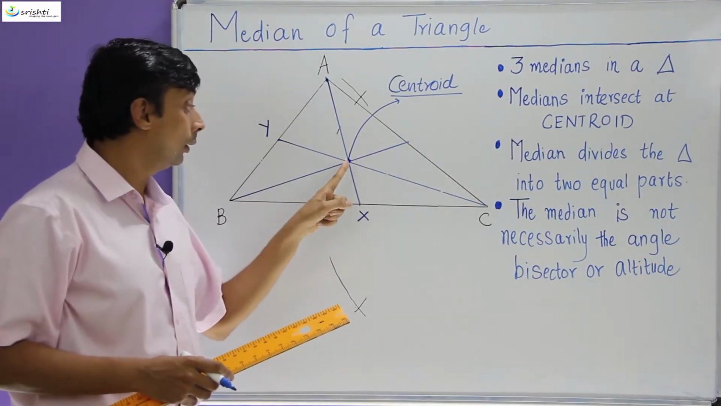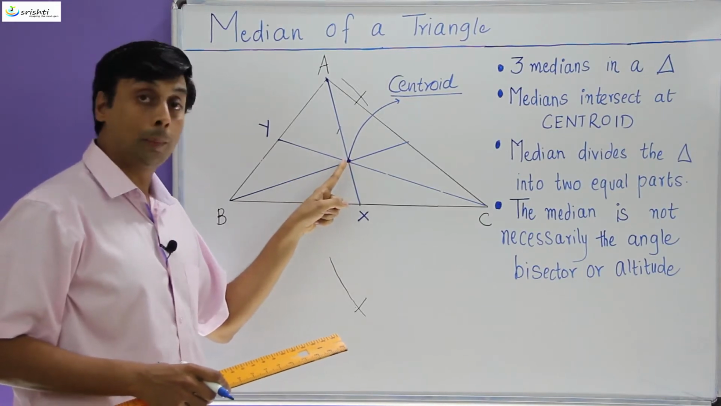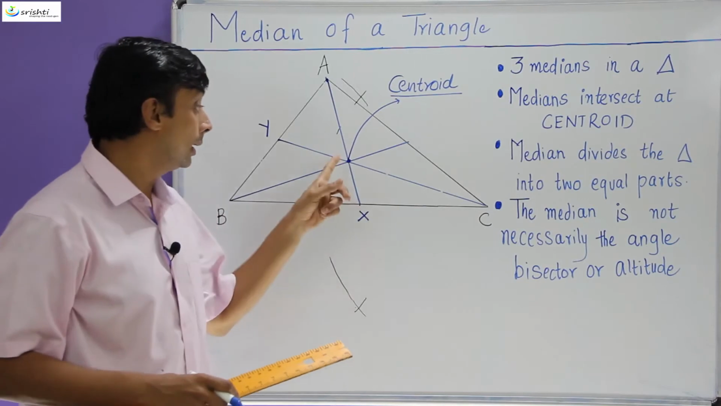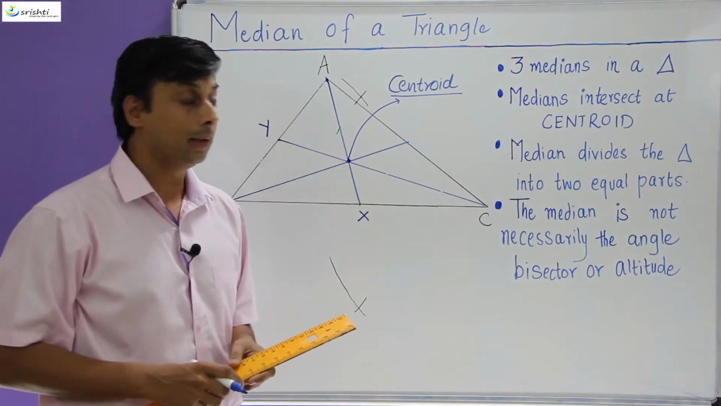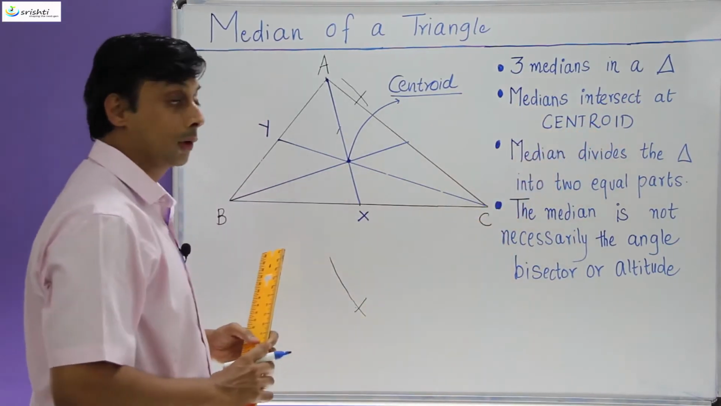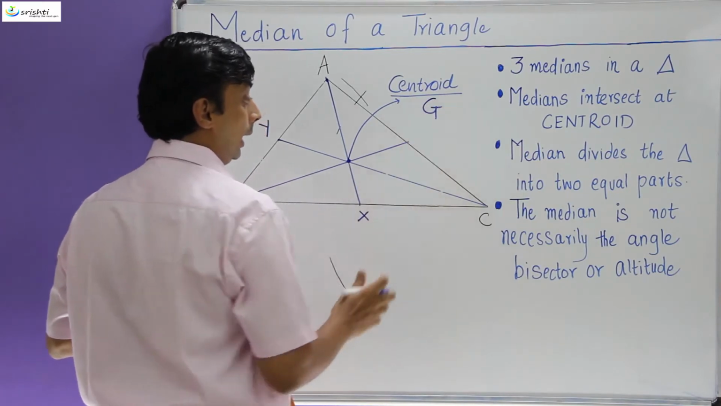So if you hold the triangle on your finger about this particular point, the centroid, the triangle would be exactly balanced. So that is the significance of the centroid of the triangle. So medians intersect at the centroid. This particular point is called the centroid of the triangle. Generally it is represented by the letter G.